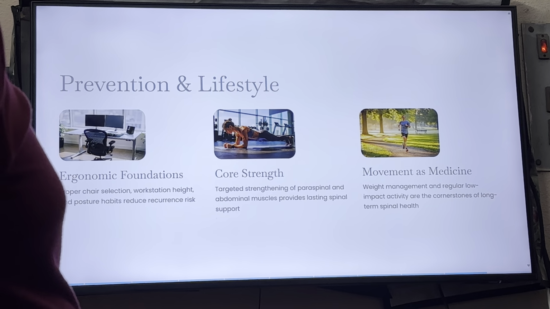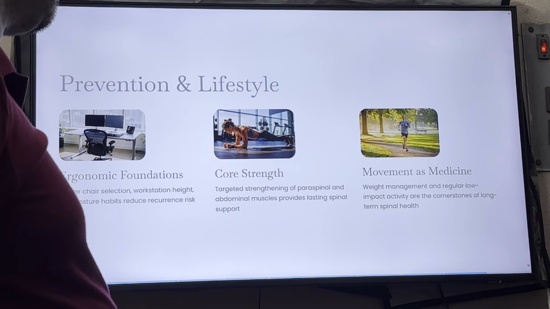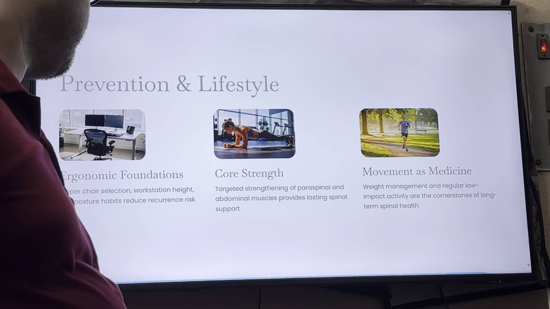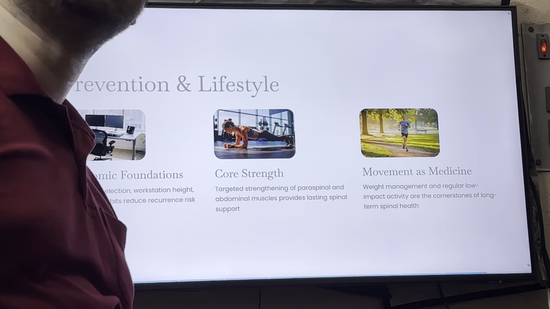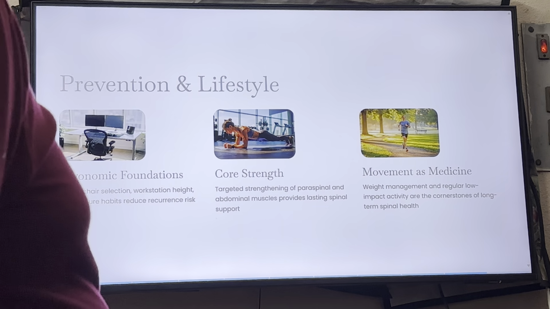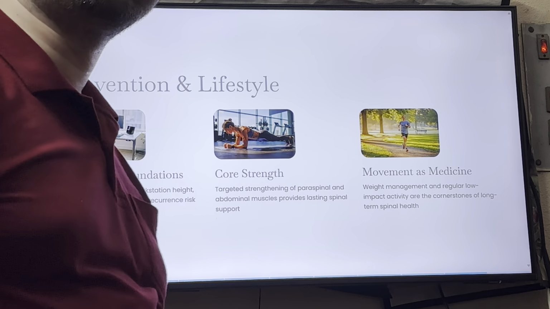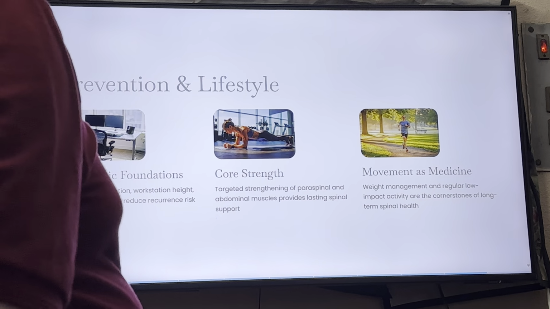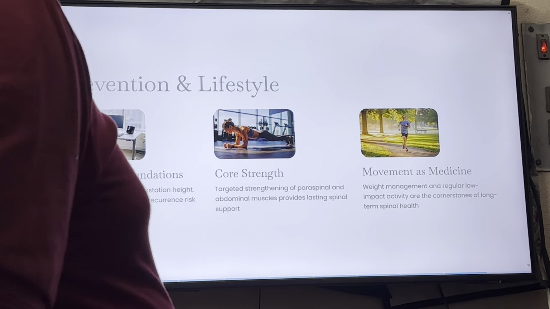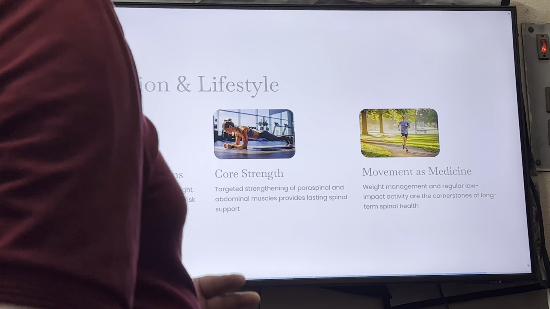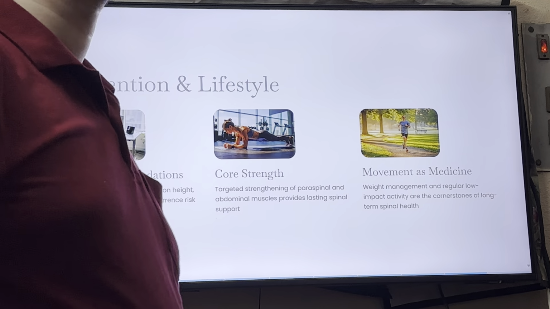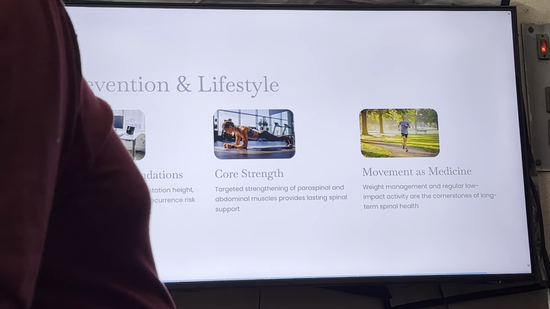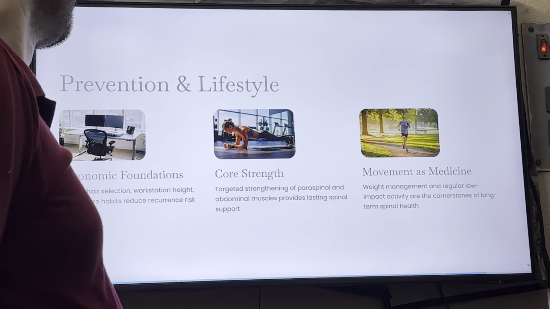Prevention and lifestyle. Ergonomic foundations: proper chair selection, workstation height and posture habits reduce recurrence risk. So where you are working, your chair, table, posture, how you are sitting or your working position is very important to prevent chronicity and recurrence risk.